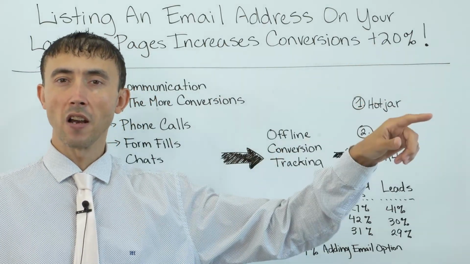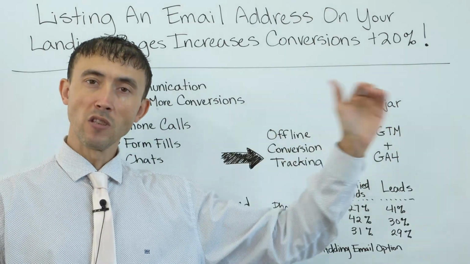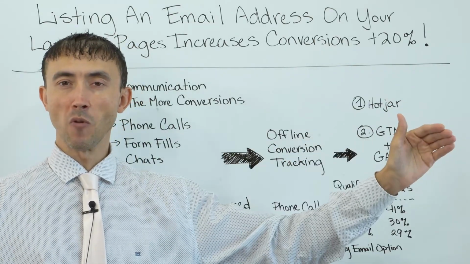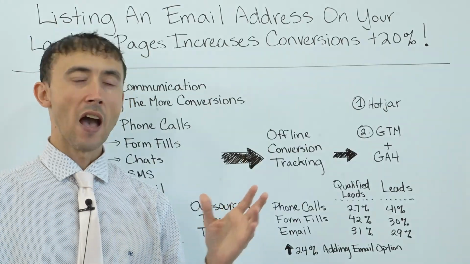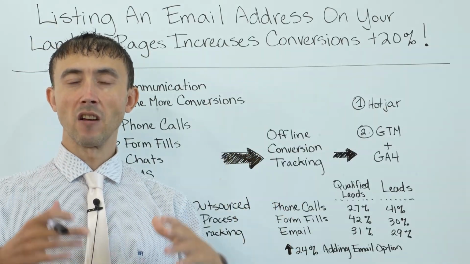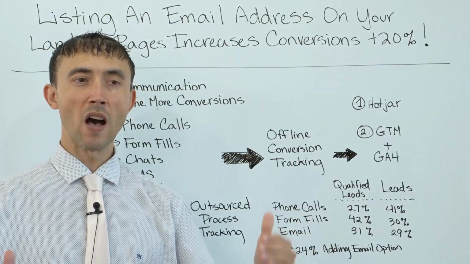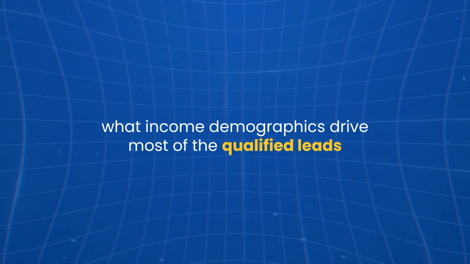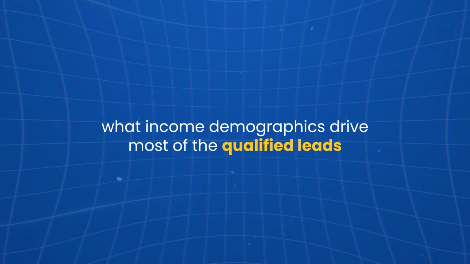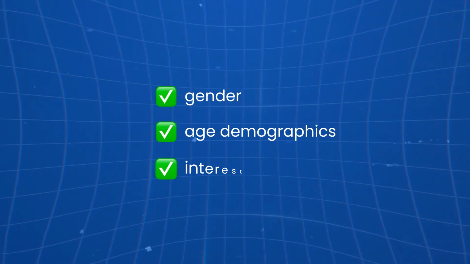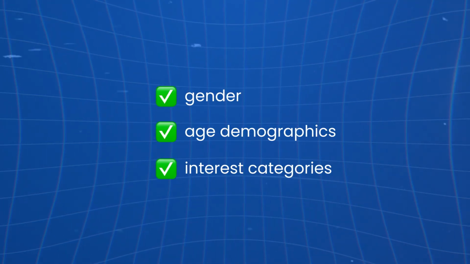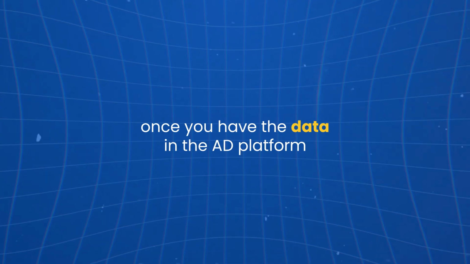They know who you're talking about, and then they'll use that to steer your ads in a better direction moving forward. You can also use it to have data to help streamline your ads when you manually optimize them, such as seeing what income demographics drive most of the qualified leads, the gender, the age demographics, the interest categories that people even search for your keywords. If somebody likes something, they're more or less likely to turn into a qualified lead itself. And you can do all this once you have the data in the ad platform to actually do it with.